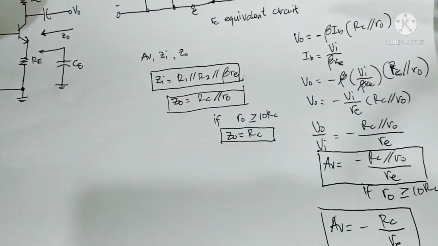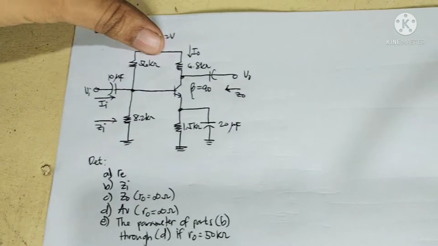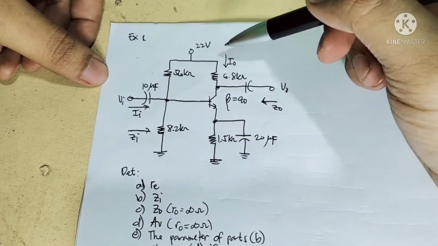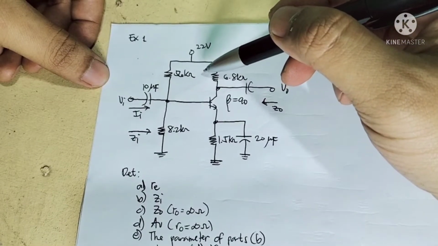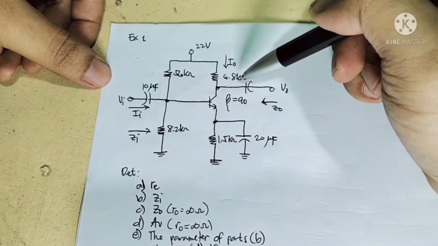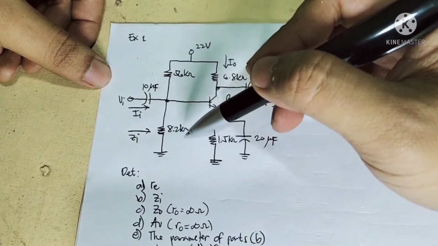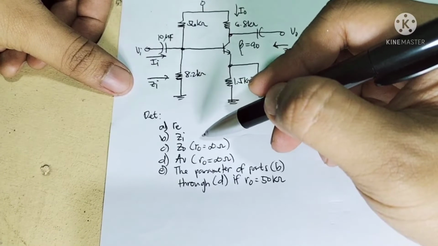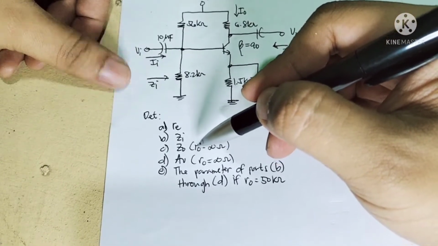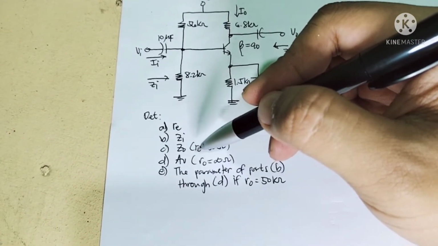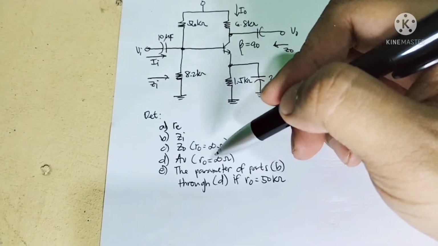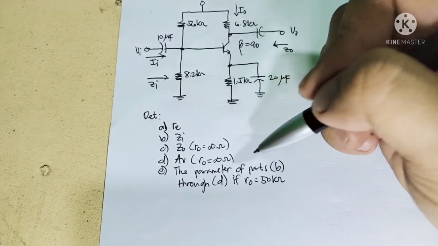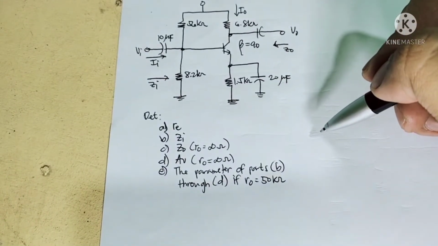So let's have an example. We have a voltage divider configuration where this is 56 kilo ohms, this is 6.8 kilo ohms, 8.2 kilo ohms, and 1.5 kilo ohms. Determine R sub E, ZI, the output voltage, output impedance, the voltage gain, and the parameters of part B if we change R sub O equal to 50 kilo ohms.